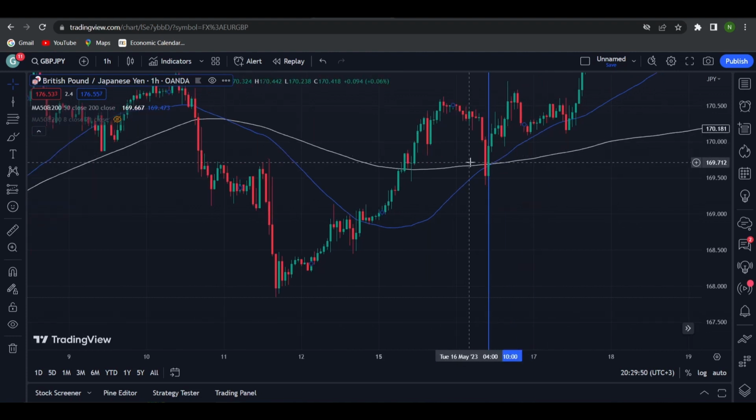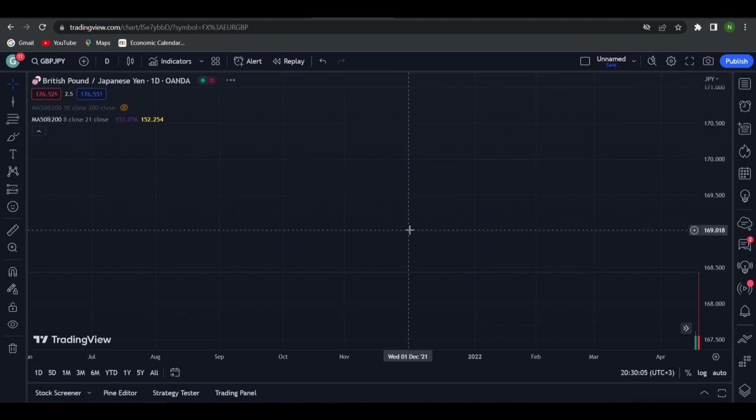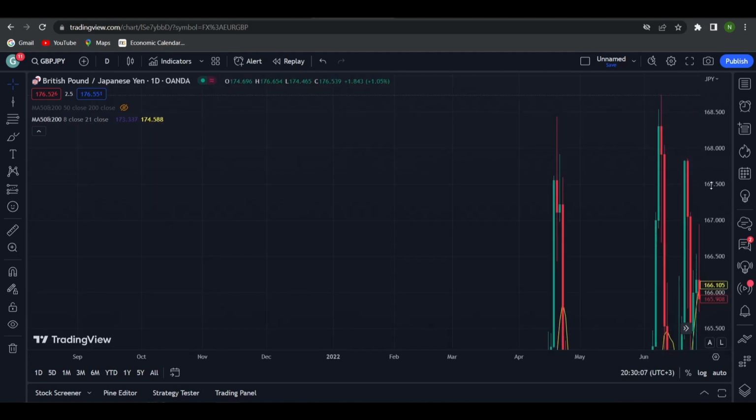So in case, let's say, the hourly is saying go short, like this instance right here, but the 15-minute says go long, we do not get into trades. And in addition, we also need to have a look at the daily. So all these three need to be aligned to get into trades.